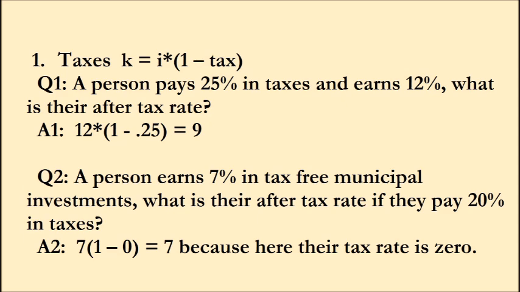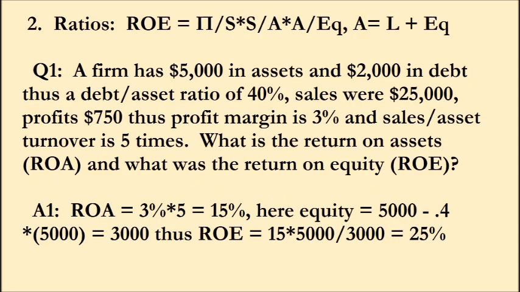Well, let's look at ratios. Probably the most important is return on assets and equity, and we have to do something the accountants don't normally do. Return on equity is the return on assets, that's a profit margin, times the turnover ratio. Notice the sales cancel. Then we multiply times assets, so that cancels, and then divide by equity. And remember the accounting identity, assets equal liabilities plus equity.